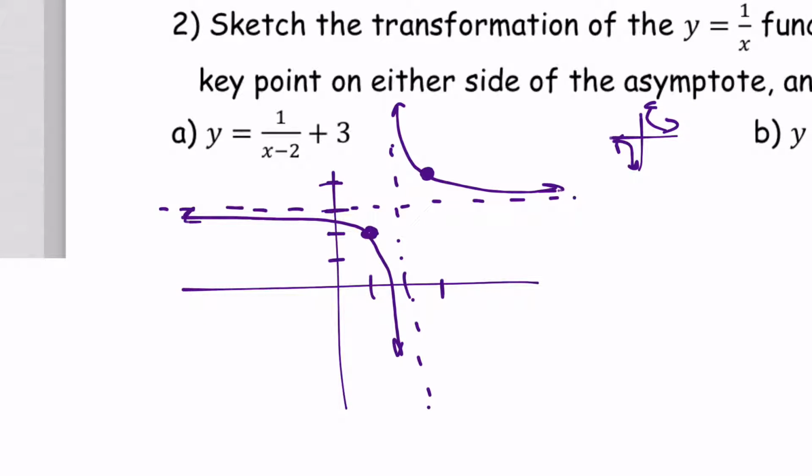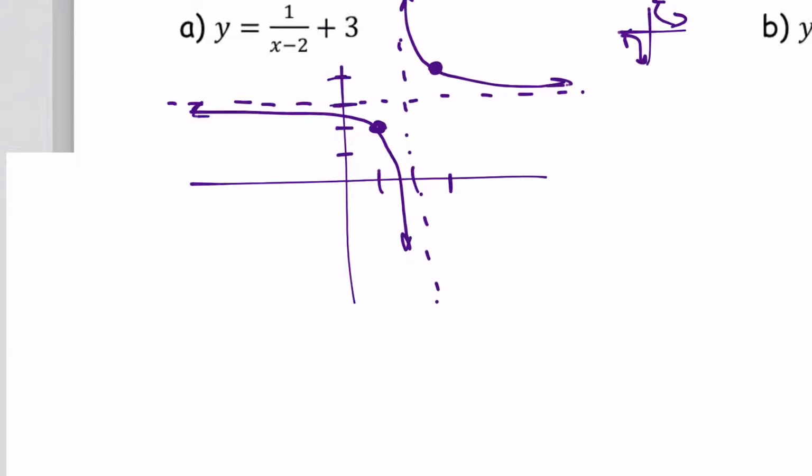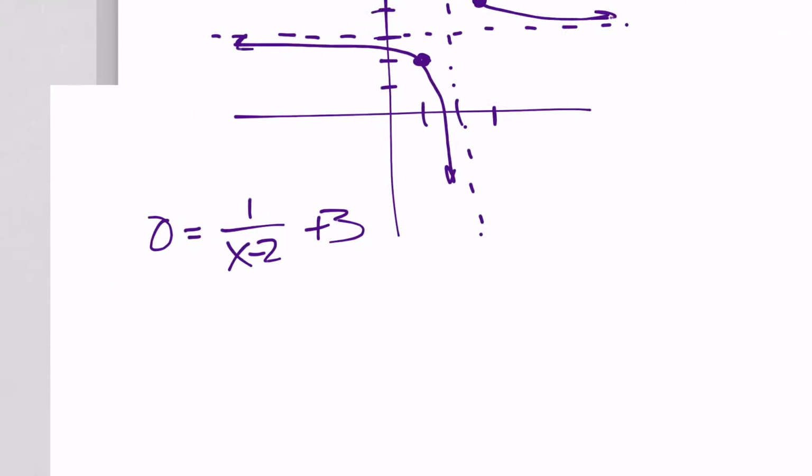And then we're told that we want to solve for the intercepts algebraically, which means find the x-intercept, find the y-intercept. Well, what is an x-intercept? An x-intercept is when the y value of your graph is 0. So plug in 0 for y: 0 equals 1 over x minus 2, plus 3, and solve for x.